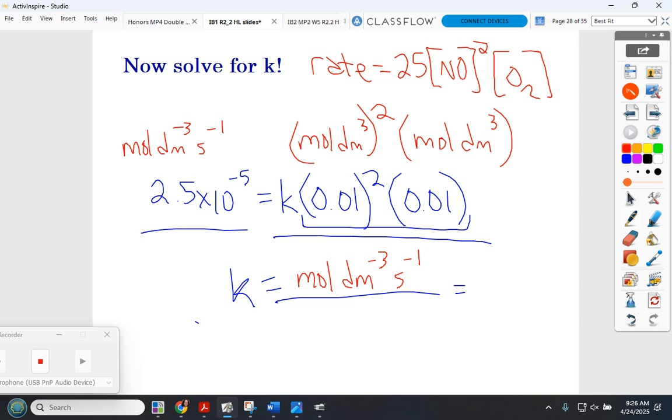So we've got moles, decimeter to the -3, seconds to the -1. And on the bottom, we've got moles per decimeter cubed, all cubed, right? Sorry, that should be negative. I keep doing that. I apologize.